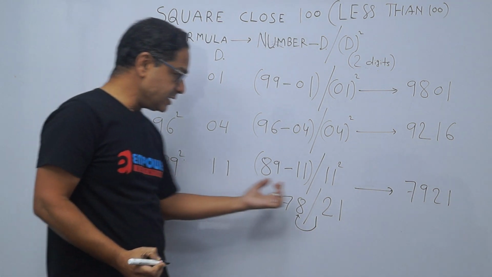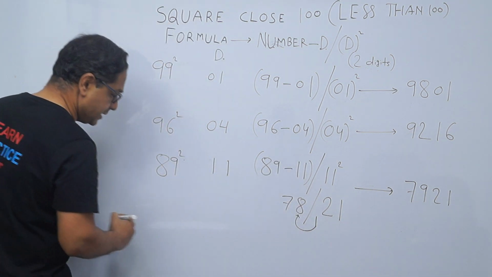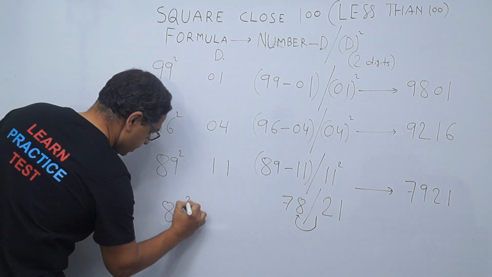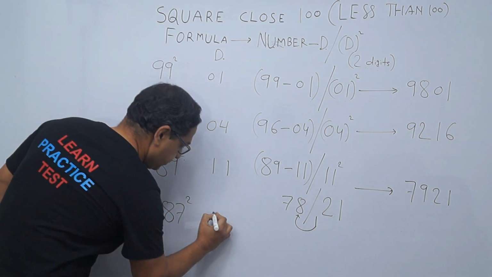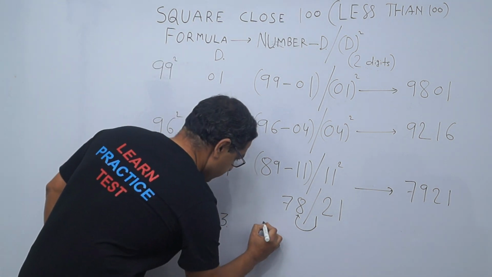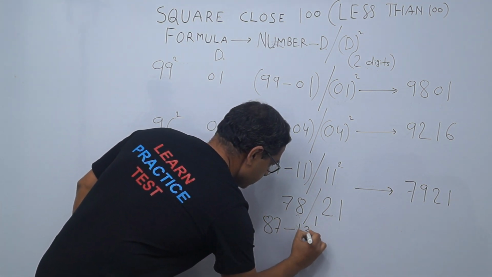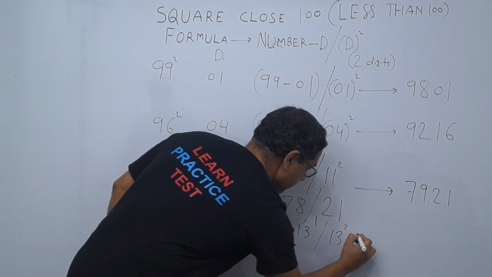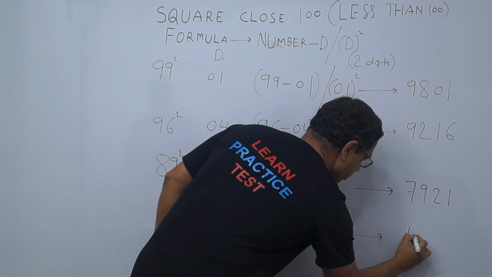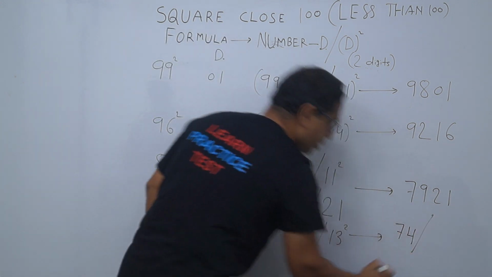Understood? So take care whenever you have 3 digits on the right side. We can square one more example using this. If we square 87, the deficiency is 13 from 100. So on the left side we write 87 minus 13, and on the right side we have 13 square. 87 minus 13: 7 minus 3 is 4, 8 minus 1 is 7, so we get 74 on the left side.